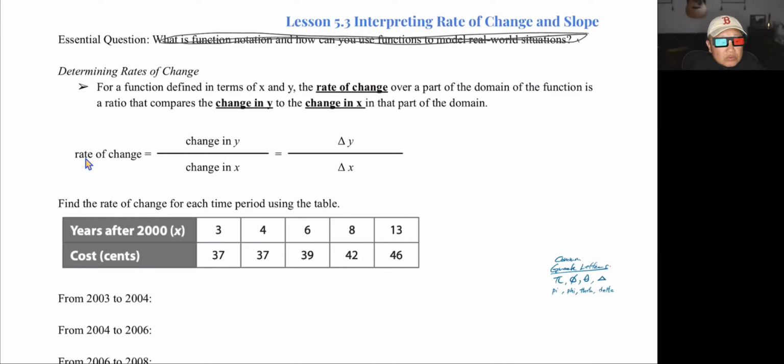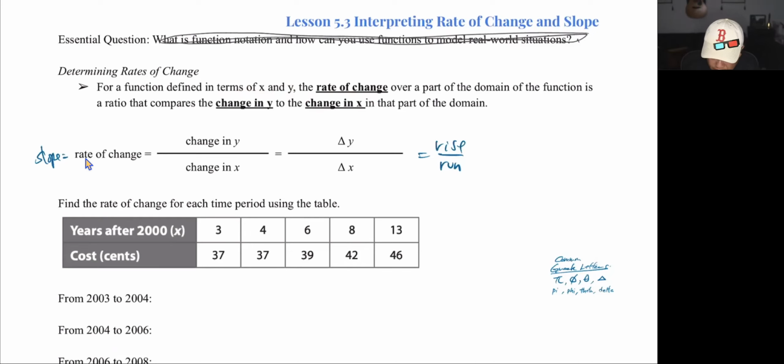So to determine the rate of change for a function defined in terms of x and y, the rate of change over part of the domain of the function is the ratio that compares the change in y and change in x. So this right here is a slope. Slope is the rate of change. And the way we calculate the rate of change is change in y divided by change in x. And we call that rise over run. And you're going to see that term again on the next page.